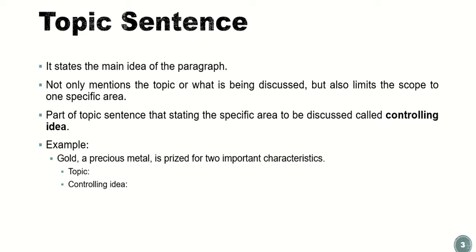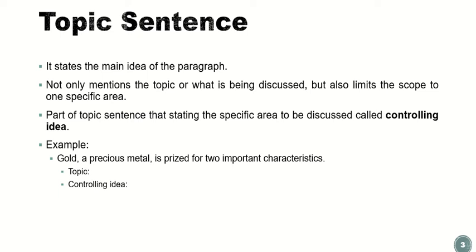The topic sentence is not only mentioning the topic or what is being discussed, but also limiting the scope to one specific area. Not too specific and not too general. The part of the topic sentence that states the specific area being discussed is called the controlling idea. So in the topic sentence you have a topic and you have a controlling idea.